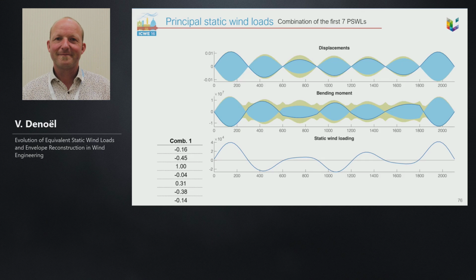In this way, I have used a random walk approach in this 7-dimension space, which is something that is not so complicated with respect to everything I've seen in AI these days. And it gives me optimum value for the combination of the first 7 principal static wind loads that would reconstruct the envelope. This is the first combination I see for the distribution. This is the reconstructed displacement and bending moment.